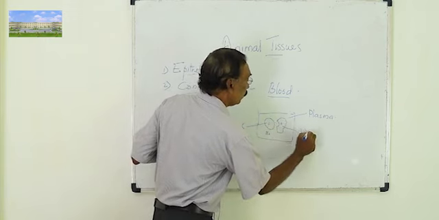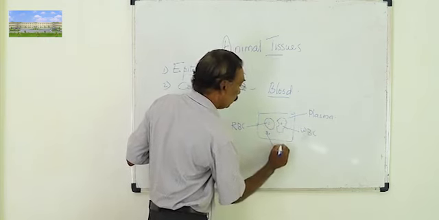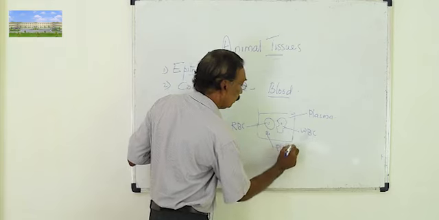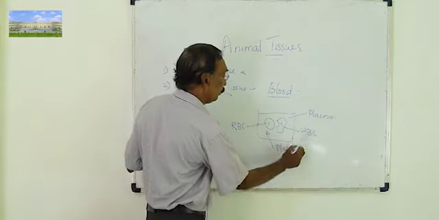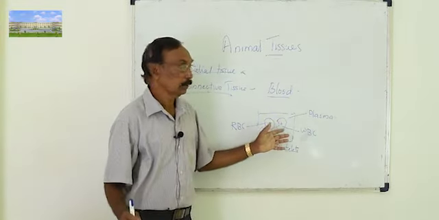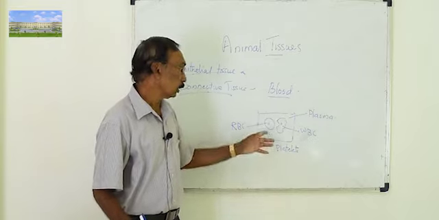White blood cells will be there, and there is one more cell called platelets. So three types of cells. They are suspended in a liquid. That liquid is called plasma.